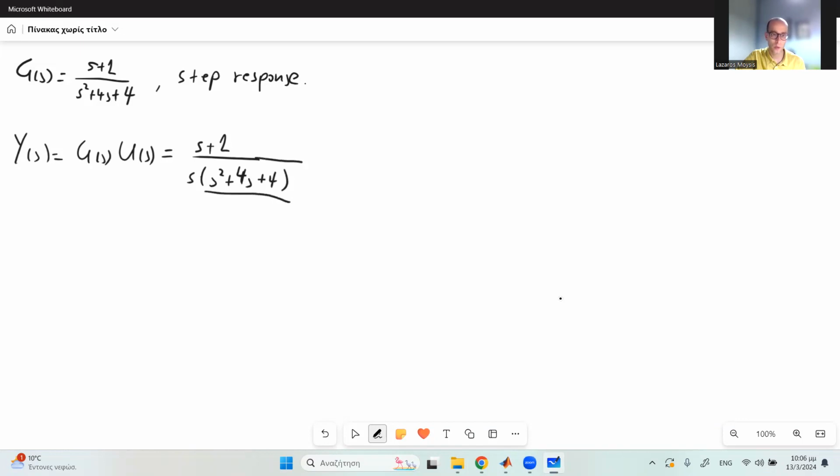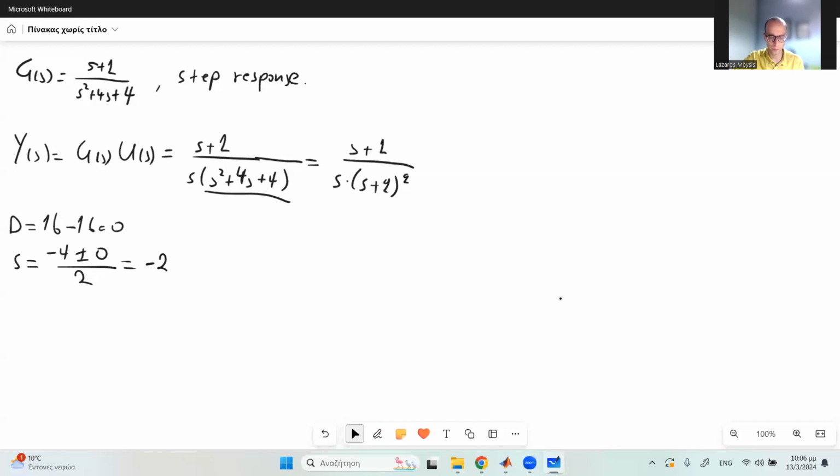So I need to find the roots of this polynomial. Let's see, the discriminant d is equal to 16 minus 16, which equals 0. So the root is minus 4 plus minus 0 over 2, which gives us minus 2. So here I have a multiplicity, which means that the factorization is s multiplied by (s plus 2) squared.